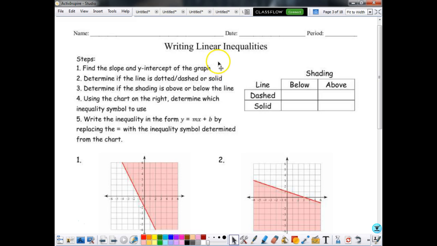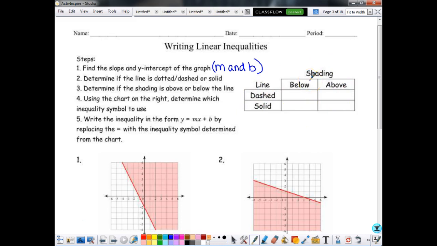Alright, so let me write m and b. So then you're going to have to determine if the line is dotted, dashed, or solid. It's either going to be solid or it's going to be dashed or dotted. Okay, so the graph will tell you if it's dotted or solid. Then after you determine that, you have to see if the shading is above or below the line. Then you're going to use this chart right here to tell you which symbol you're going to use.